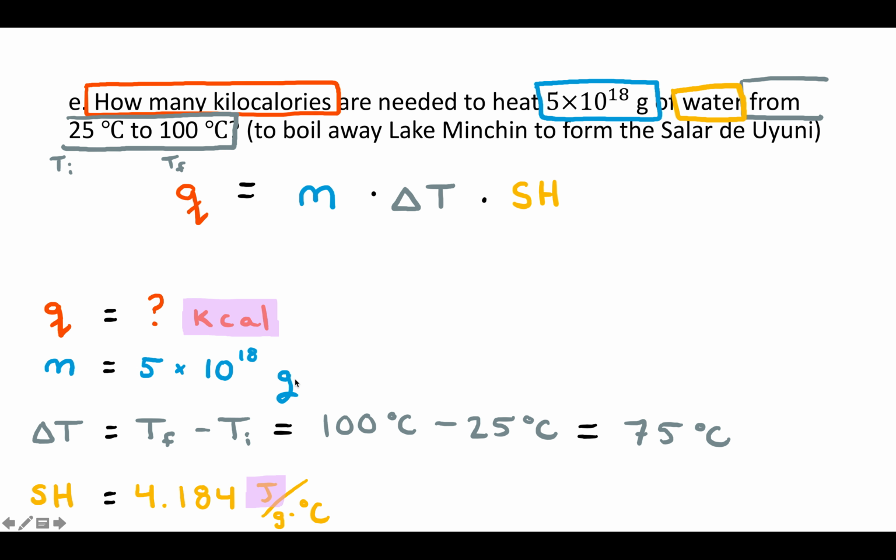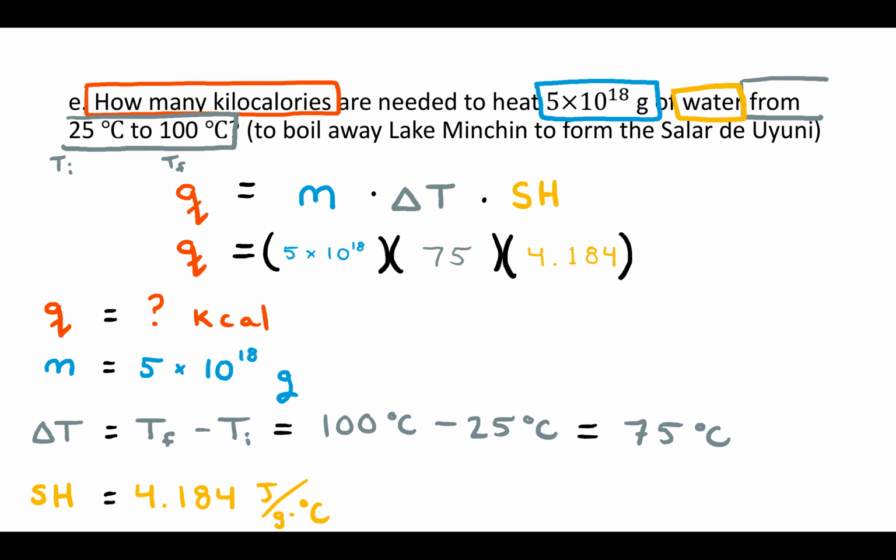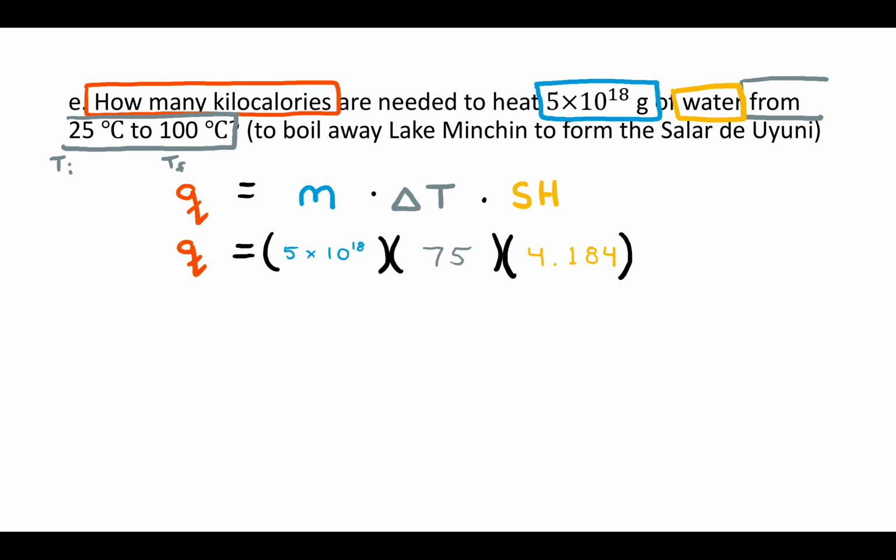But the other units do match, the grams for mass and grams in the specific heat, degrees Celsius for delta T, and degrees Celsius in the specific heat. So we'll plug all this into this equation. We're going to get our heat in joules, and we're going to have to convert that to kilojoules. So plugging it all in, Q equals 5 times 10 to the 18th times 75 times 4.184. If you plug that into a calculator, and make sure you put the whole thing, 5 times 10 to the 18th, inside parentheses. If you plug that into a calculator, you should get 1.569 times 10 to the 21st joules.